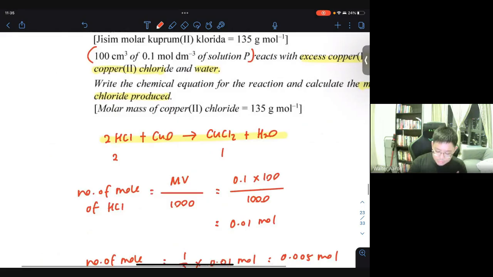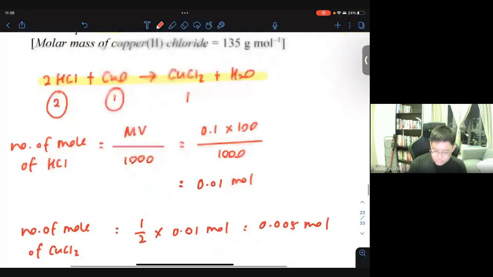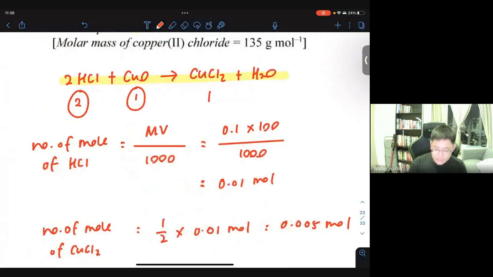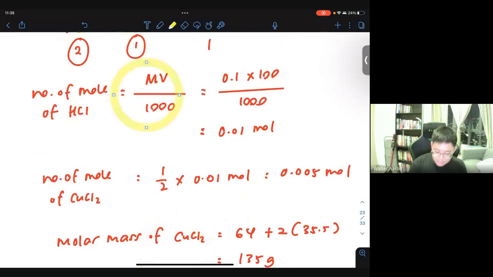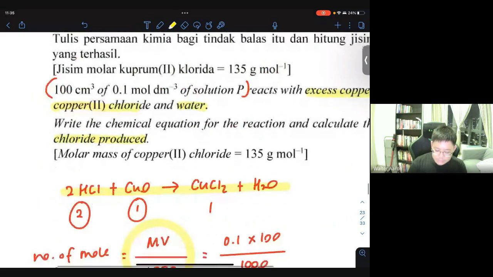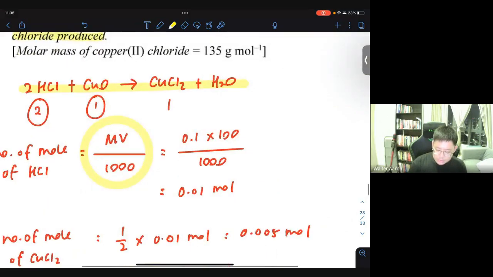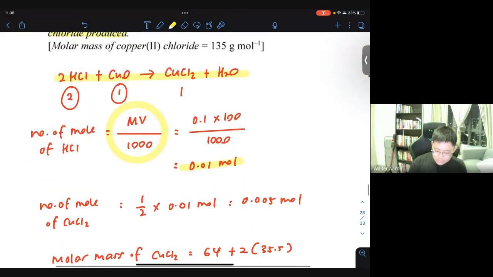So the ratio is very simple. You can see here, right? 2:1 ratio. So in this case, the number of moles of HCl can be determined by using the formula MV/1000, all right? M is the molarity, and V is the volume of the solution. So if you calculate it correctly, you can get 0.01 mole of HCl.